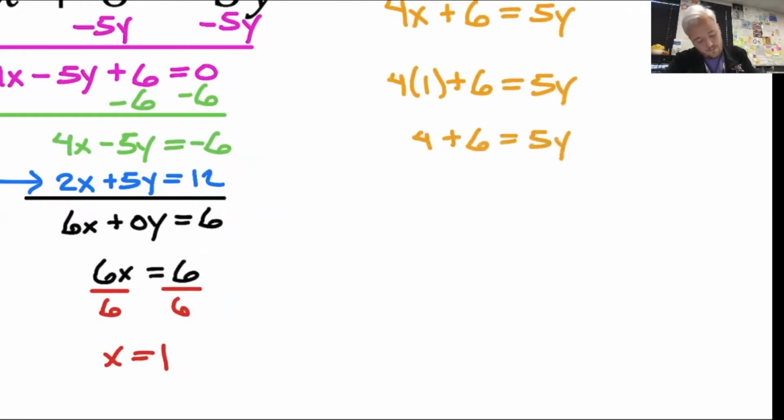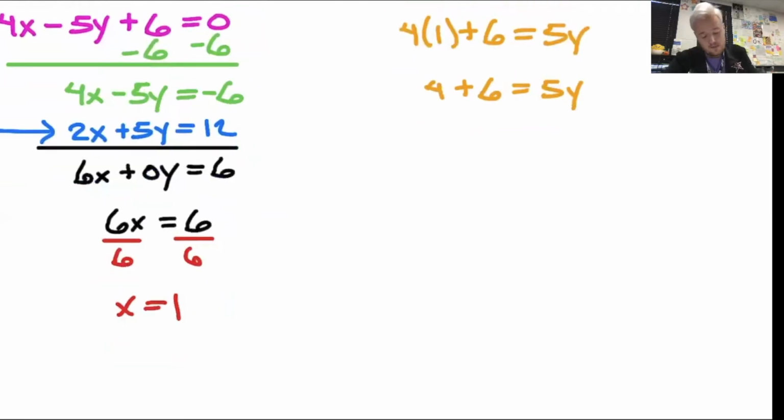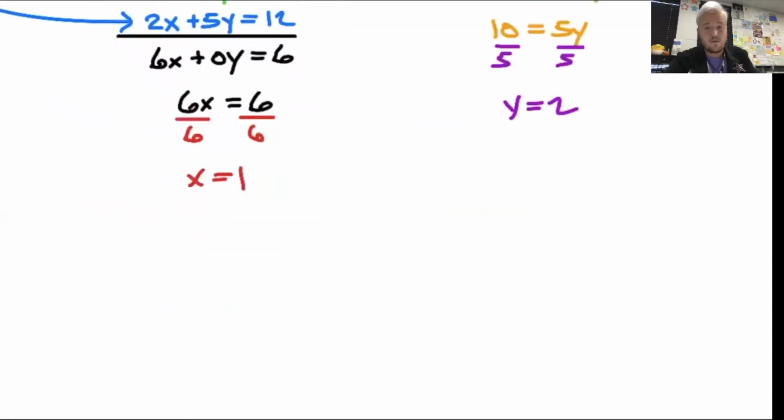equals 5y. So 4 plus 6 gives me 10 equals 5y. And now I'm going to divide both sides by 5. So I get a y value of 2. So your coordinate here is going to be 1, 2.